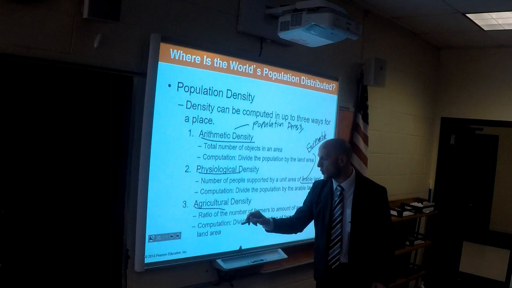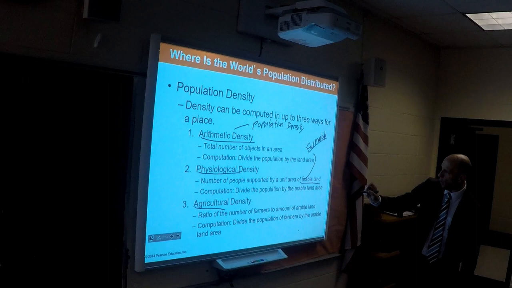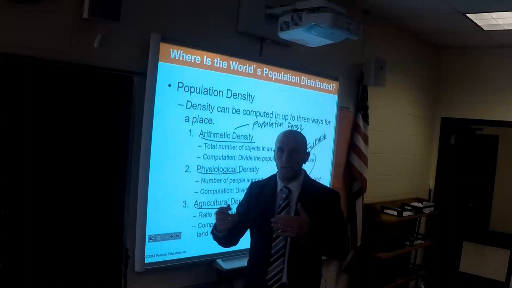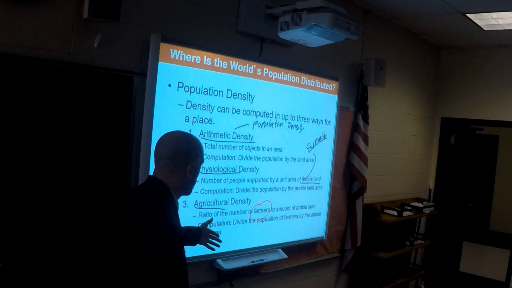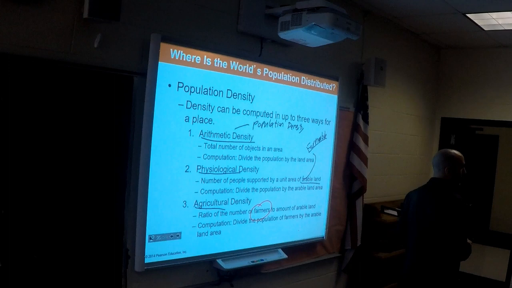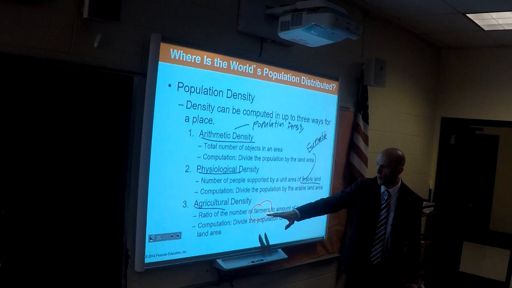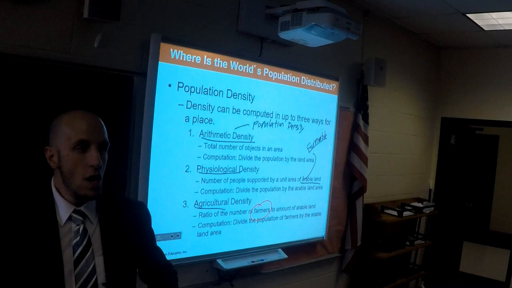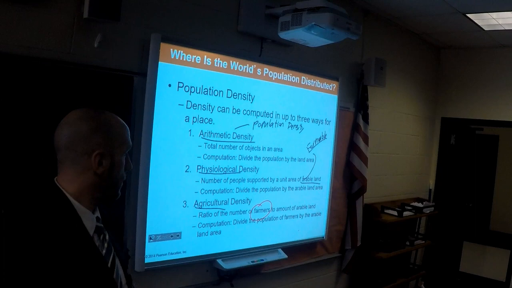Agricultural density is very similar to physiologic, except instead of looking at people per unit of arable land, you're looking specifically at the number of farmers to the amount of arable land. So if this number is ridiculously low, so you might have three or four farmers for every 1,000 kilometers of arable land, then you could be in an MDC, where a lot of the work is automated. They might have large farms that produce a lot of food for people to sustain themselves, but you don't need a whole lot of farmers. If the number is relatively high, where you have a lot of farmers per the amount of arable land, then you may be in an LDC where most people are contributing to the world's number one economic activity, and that is subsistence agriculture. Okay? Moving on.